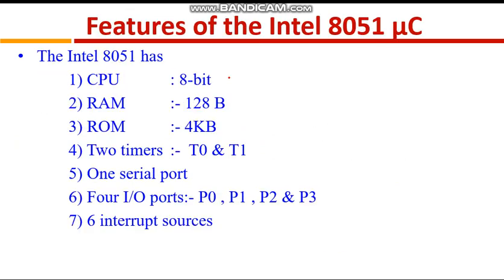When we say features of the Intel 8051 microcontroller, it has an 8-bit CPU, 128 bytes of RAM, 4 kilobytes of ROM, two timers T0 and T1, one serial port, four parallel ports P0, P1, P2 and P3, and six interrupt sources. These are the features of the Intel 8051 microcontroller.